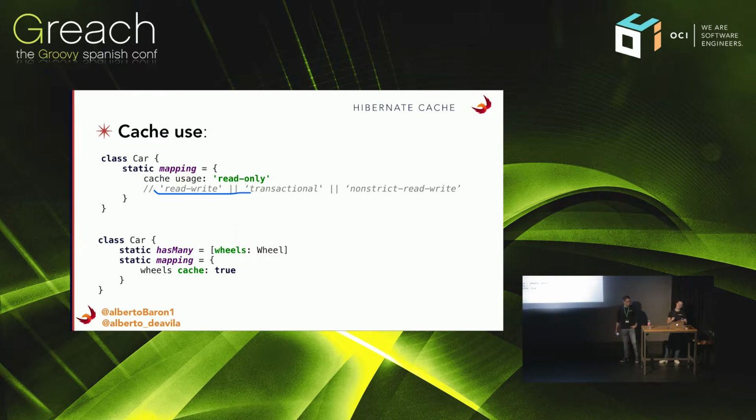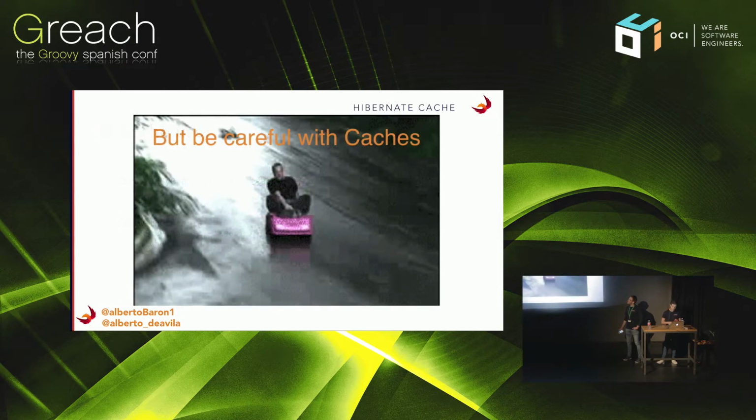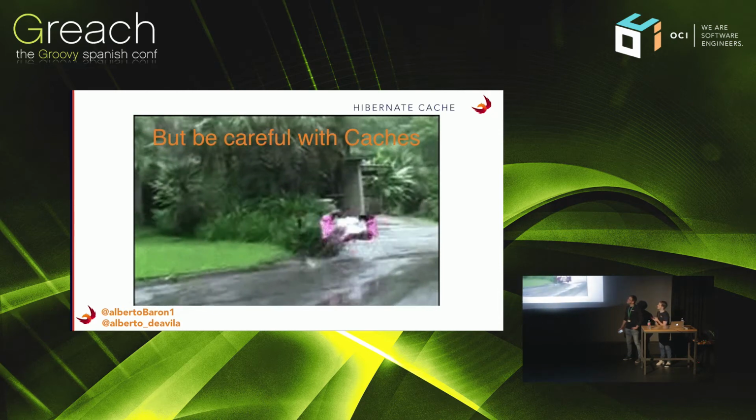Another way to use the Hibernate cache is for caching relationships. Like in the sample, you can cache the wheels relation. Another use of Hibernate cache is for caching queries, specifying the cache true parameter. You will cache the results of this query using the same parameters passed to the query. But be careful with caches. They are dangerous, okay?